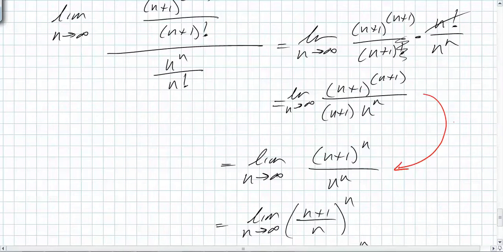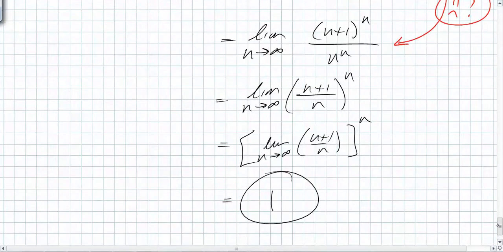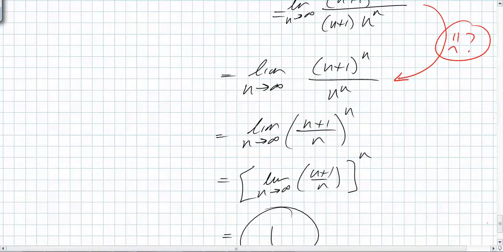Anybody see what the issue is? Oh wait, is there a problem here? What did we cancel to get from there to there? We canceled an n plus 1, right? We took out the plus 1 power. Then it's to the same power on the top and bottom.